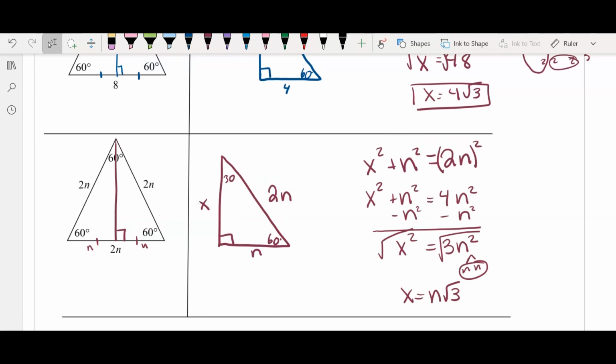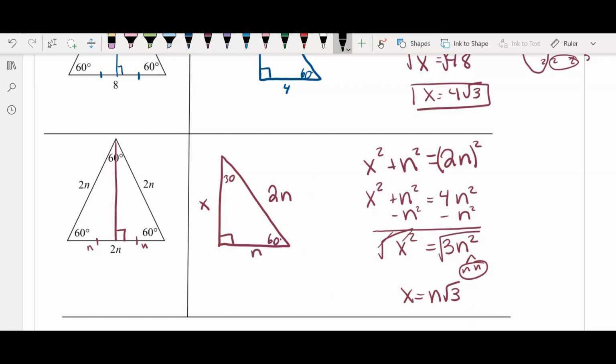Alright, so you should notice here when we do 2n squared, you're going to get 4n squared. Subtract n squared over, we'll get 3n squared. When you take the square root of both sides, these cancel. The 3 stays under the radical. N squared, we're going to take the n out front. So we're going to get x to equal n root 3.